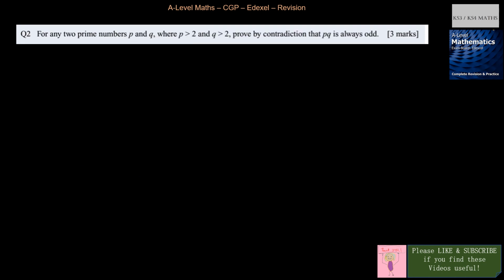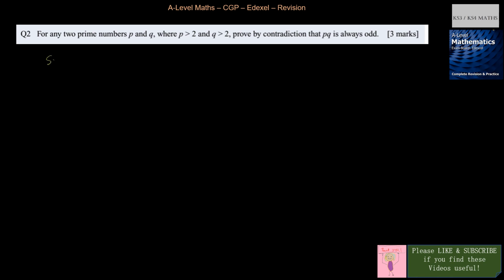The next question is saying, for any two prime numbers p and q, where p is greater than 2 and q is greater than 2, prove by contradiction that pq is always odd. Okay, so what do we do here? Suppose there exist two prime numbers p and q, p greater than 2 and q greater than 2, such that pq is even. Okay, that is our start.